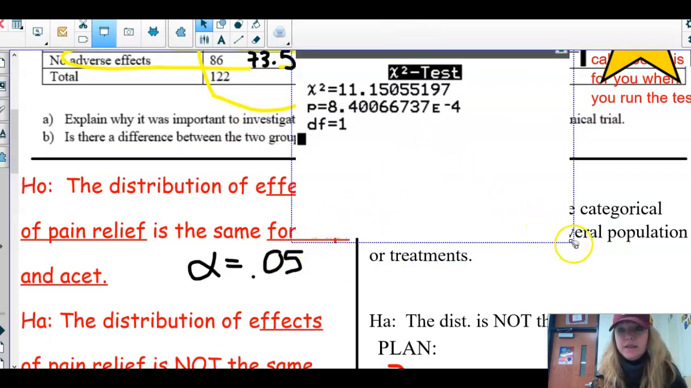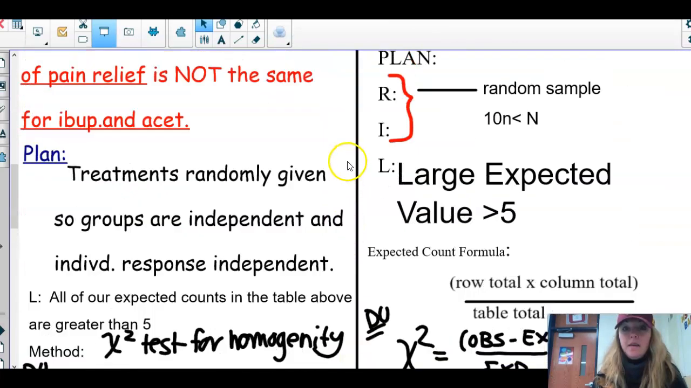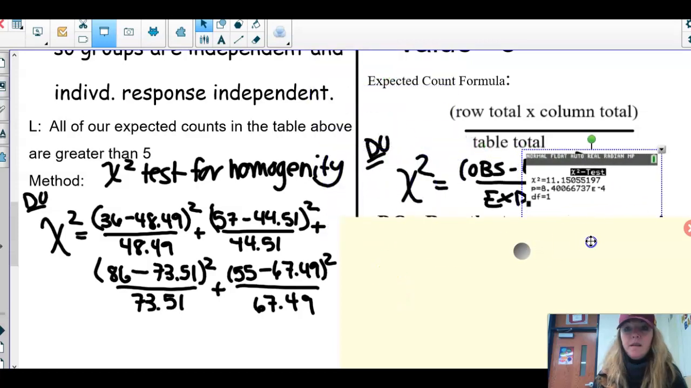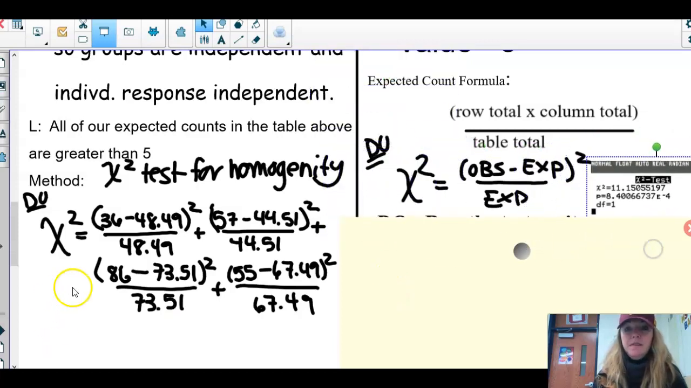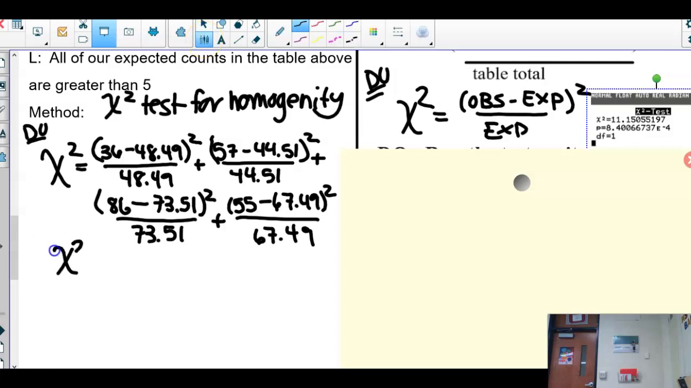Oops, sorry guys. Set it right here. So now we know what our chi-squared value is, and we also know what our p-value is, okay? And as well as our degrees of freedom. So our chi-square ends up being 11.15 with a p-value of 0.0008, okay? And a degrees of freedom equal to 1.